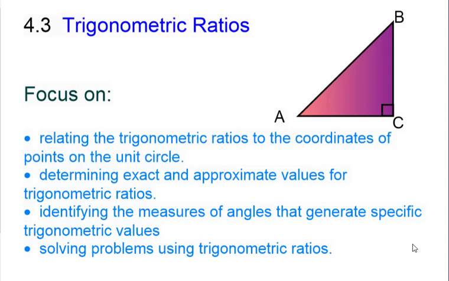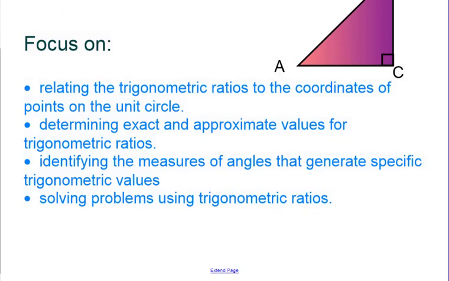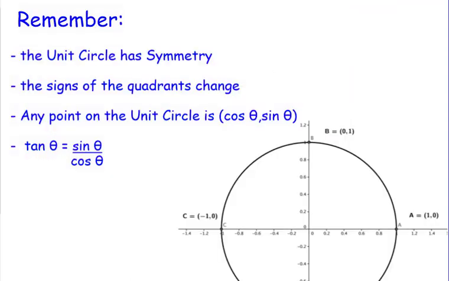Today we're going to be looking at section 4.3, Trigonometric ratios. So we're going to focus on relating the ratios to the coordinates of the points on the unit circle, determining exact and approximate values, identifying measures of the angles, and solving problems with those.